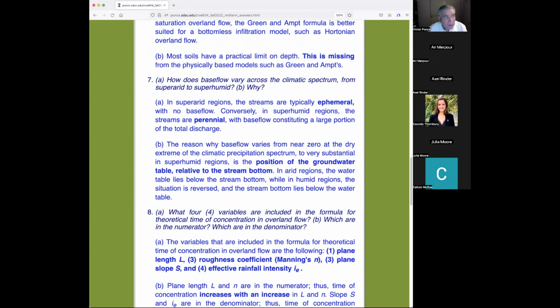Okay, number 7. How does baseflow vary across the climatic spectrum, from super arid to super humid? B, why? Okay, the answer is in super arid regions, the streams are typically ephemeral with no baseflow. Conversely, in super humid regions, the streams are perennial with baseflow constituting a large portion of the total discharge. In the Amazon, the largest river in the world, baseflow is about 50% of the flow.